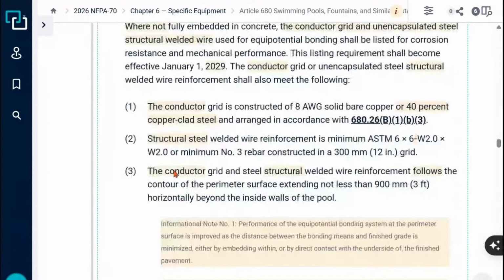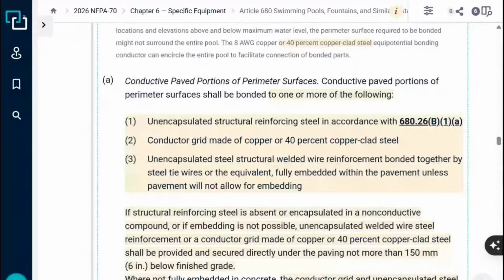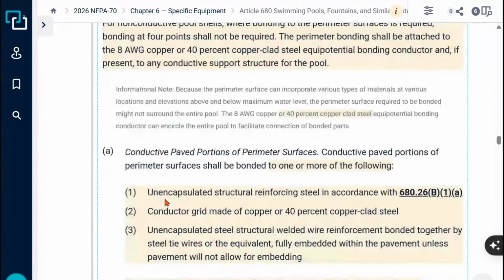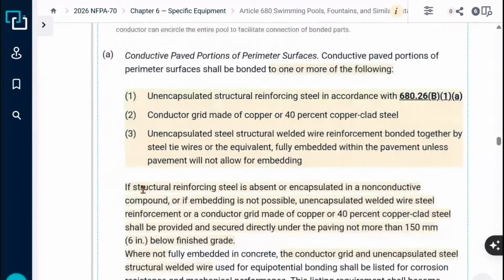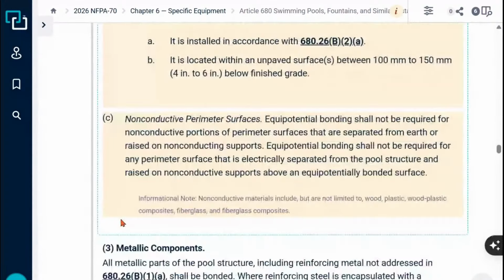I think it's the same nature as a vinyl pool or a fiberglass pool where it says not a conductive pool shell. Done. You don't have to do the conductive pool shell. Here you've got either a conductive surface or a non-conductive portion, and you're given an option C that says, if it's a non-conductive perimeter surface, equipotential bonding shall not be required for non-conductive portions of perimeter surfaces that are separated from the earth. So they're not in the earth. I'm going to say they're separated from the earth.